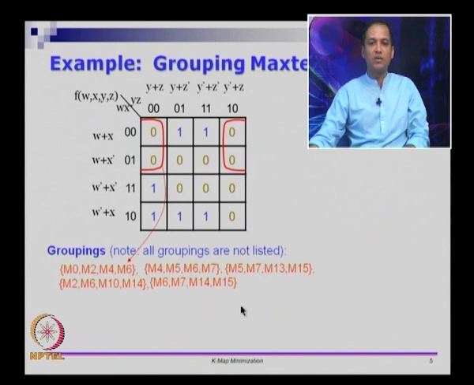There are several other groupings. For example, M4, M5, M6, M7 also forms a group. So let us look at the terms here: M4, M5, M6 and M7, that is this row here.